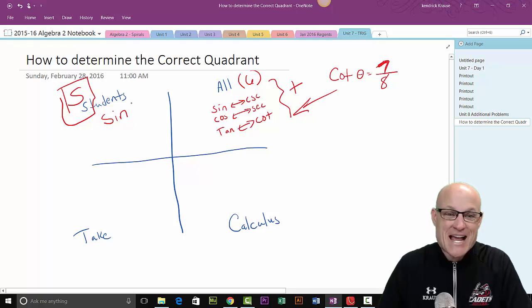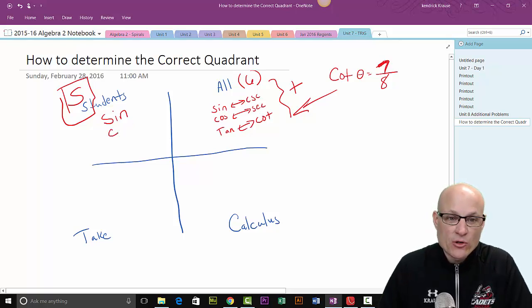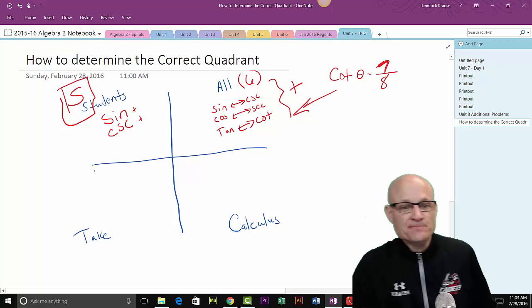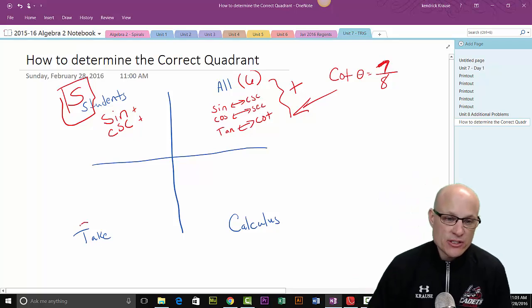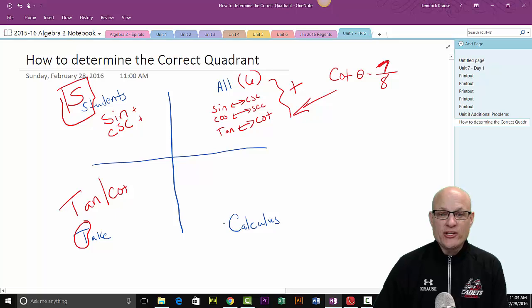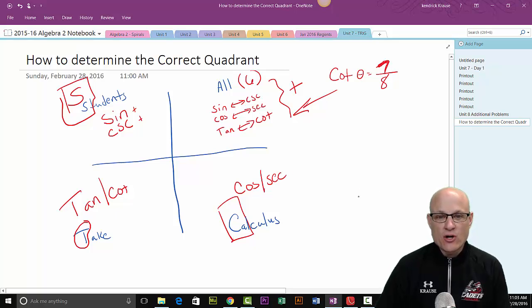So sine is positive, therefore cosecant is positive. So both sine and cosecant are positive. Take, really talking about the T here for tangent. Tangent and cotangent are positive. And the C is for cosine. Cosine and secant are positive. That's what all students take calculus means.